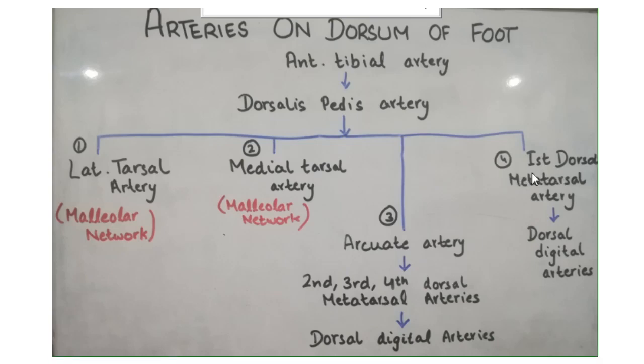Then comes the fourth and the last branch of Dorsalis Pedis artery, which is the first dorsal metatarsal artery, which supplies the adjacent sides of the first and second toe, which is the lateral side of the big toe and medial side of the second toe. It also gives off a branch to the medial side of the great toe. That's all about arterial supply on the dorsum of the foot.